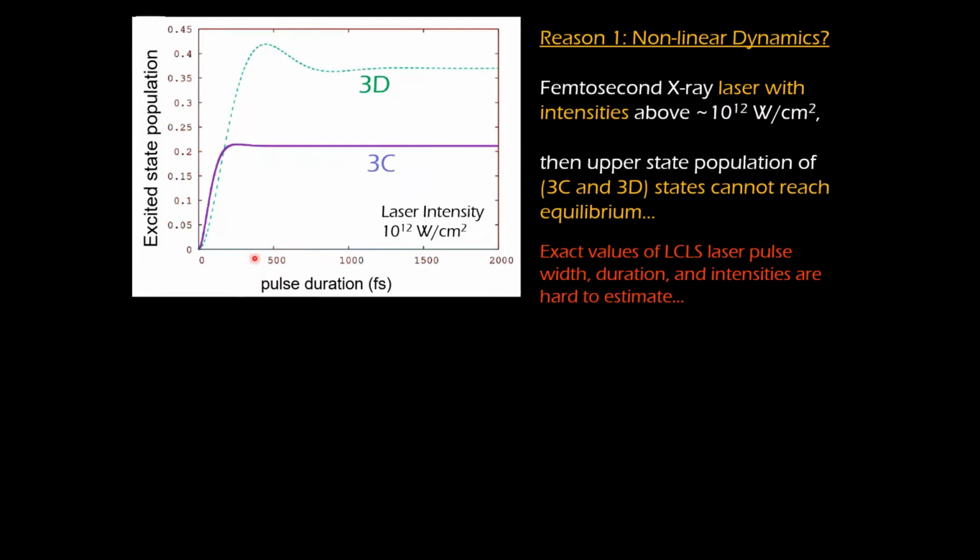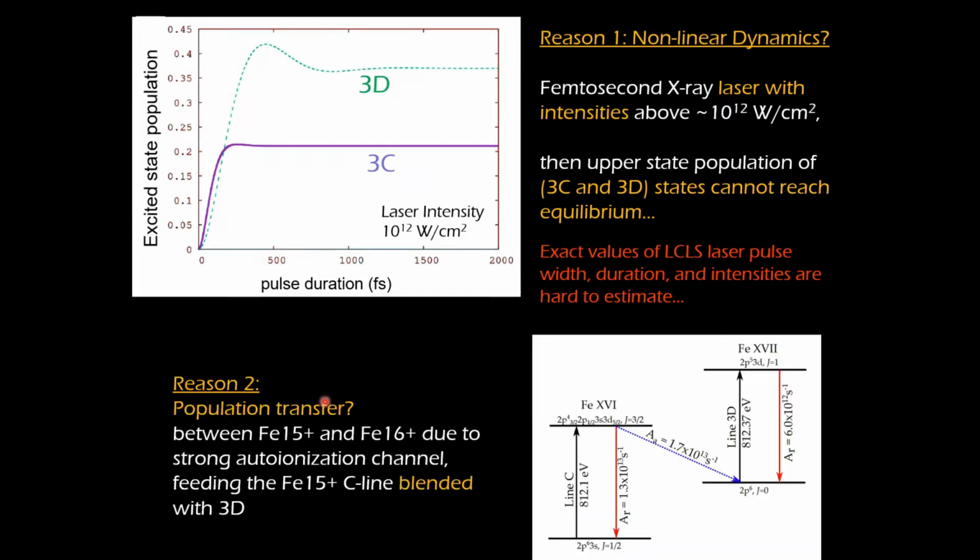working actually. And the second reason was the population transfer between iron 15 plus and iron 16 plus. I talked about line 3D, but now iron 15 plus line C is very, very close to line 3D, and that has a very strong autoionization channel. So you have a radiative channel, but there is an autoionization channel which is continuously feeding the upper state, the population of line 3D. So we have to take care of both of these things in the next experiment.